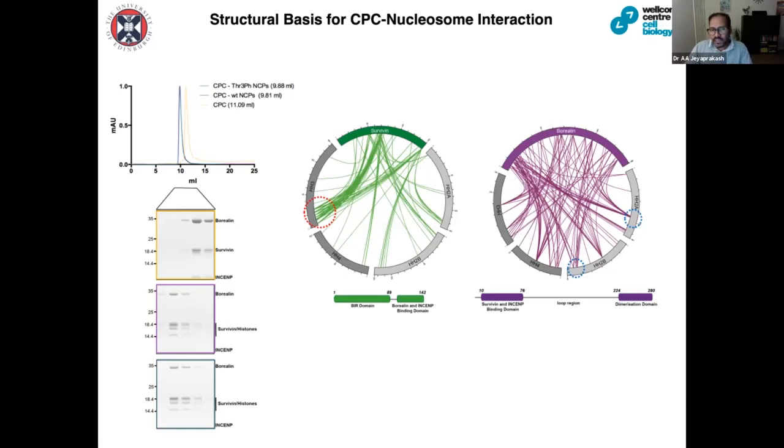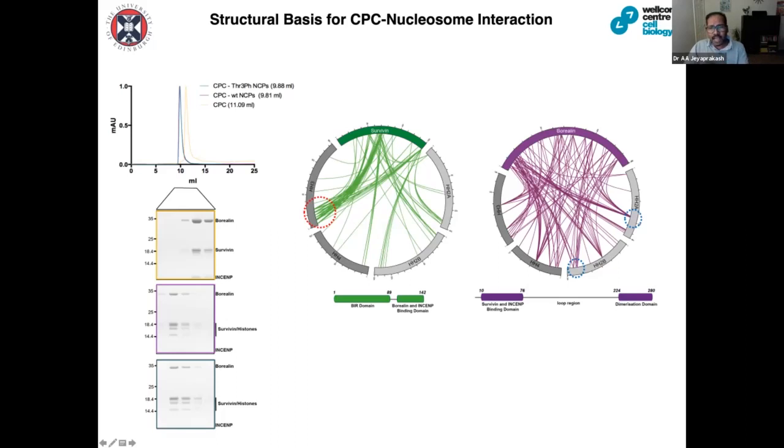Whereas survivin histone interactions are confined mostly to the N-terminal tail of histone H3, and the histone phosphorylation happens in the N-terminal tail. And this confirmed our previous studies that in fact survivin can directly bind the modified histone H3 tail. But this was completely new information, that borealin makes extensive interaction with the nucleosome.